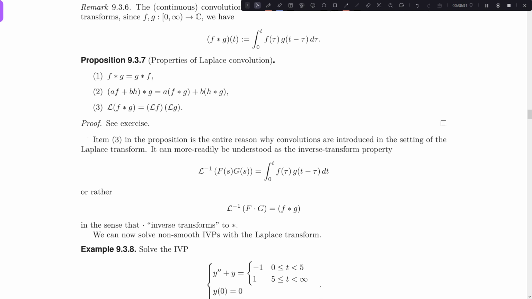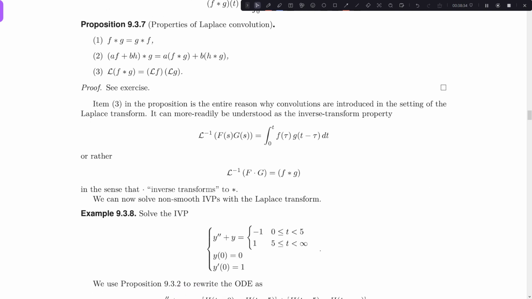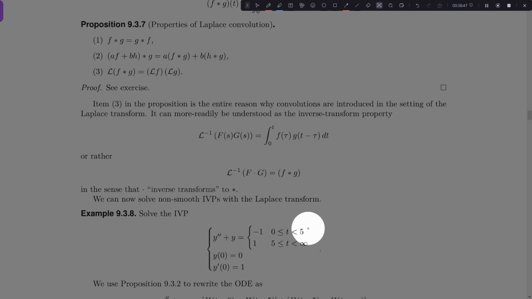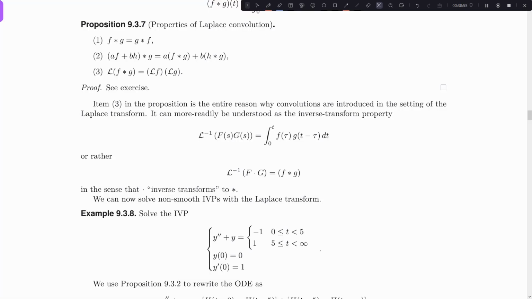All right, so finally we're going to get into this case of solving an IVP with non-smooth forcing function. So here I have an IVP. It's perfectly well defined, but the forcing function on the right-hand side switches. It changes behavior at t equals 5. So once I get up to t equals 5, I shift from a forcing of -1 to a forcing of +1. This is incredibly useful since it mimics flipping a switch.